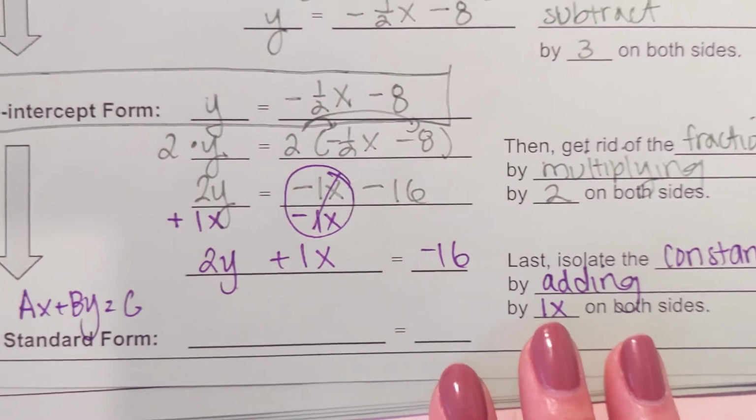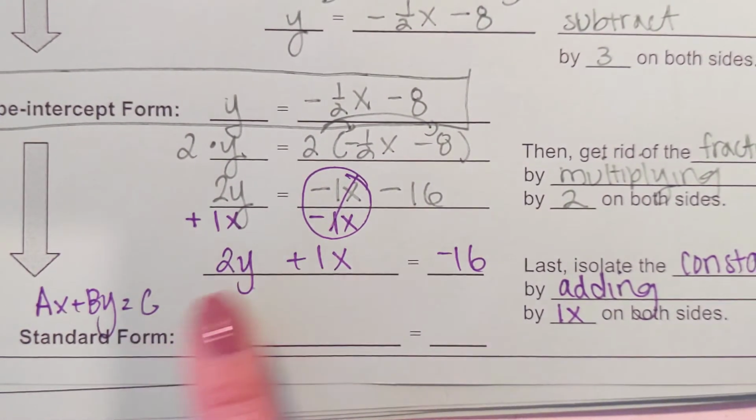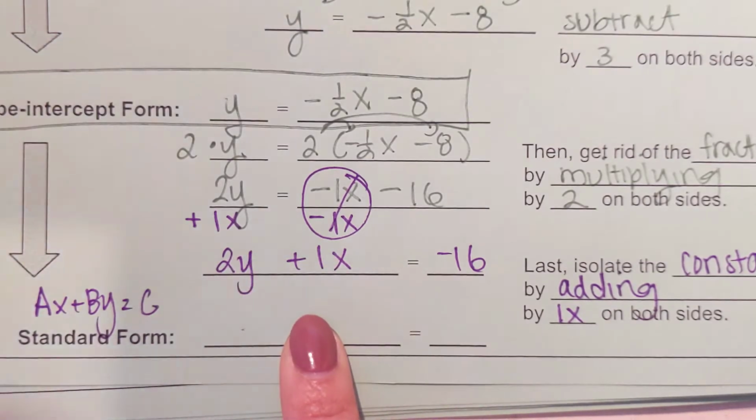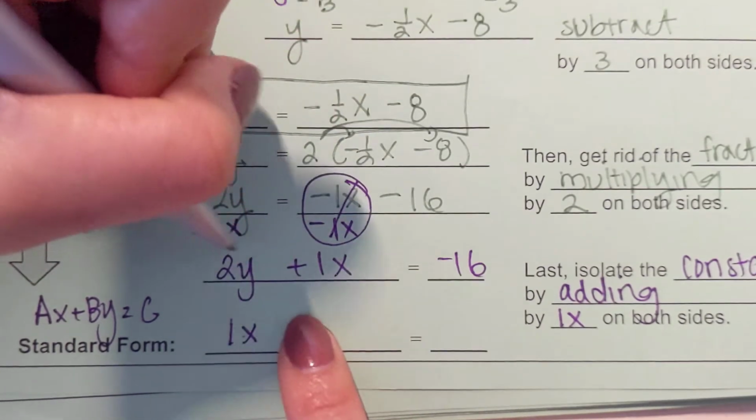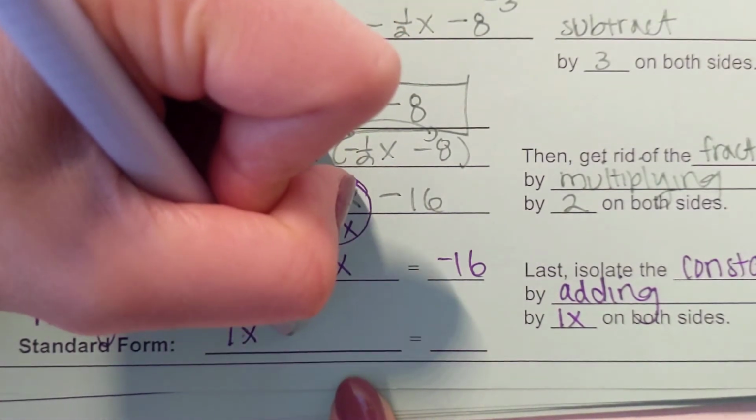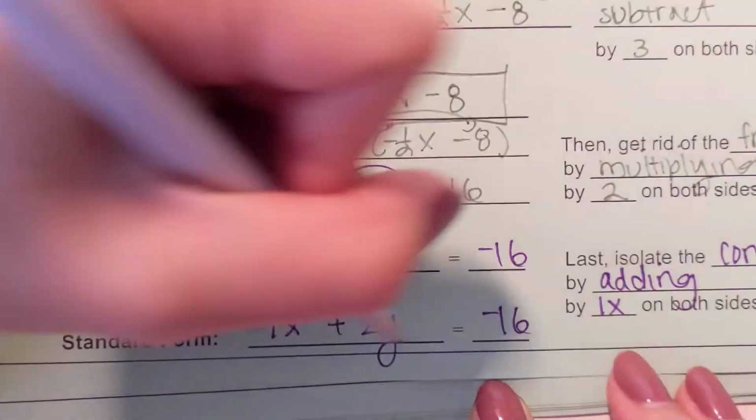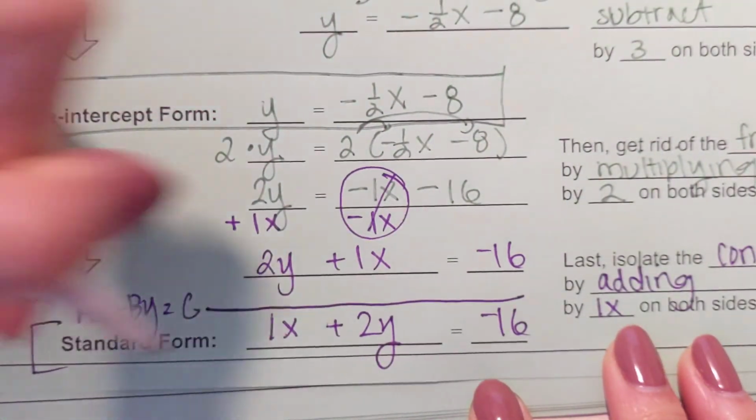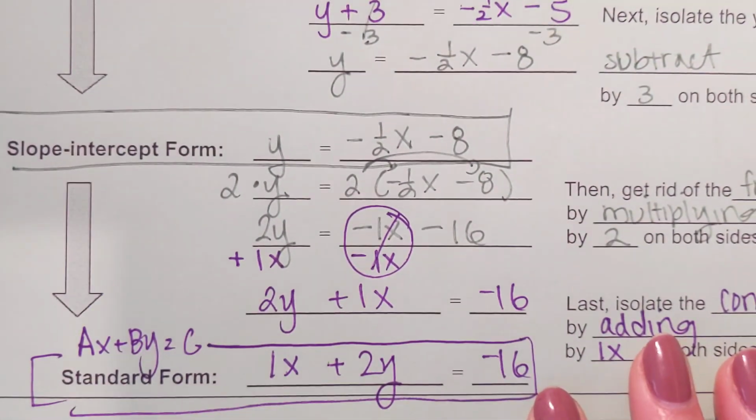Almost there. So when I look at standard form, I notice x comes first and then y. So I need to move this around, and then I have 1x because it's positive, and then this is a positive 2y, so I put plus 2y. And there we go. We have standard form. We have slope-intercept form, and we're done.